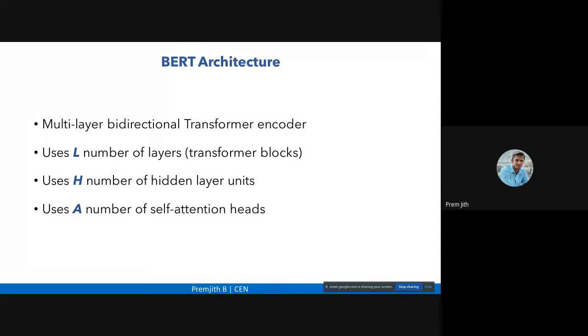So the basic BERT architecture contains L number of layers, H number of hidden layer units, and A number of self-attention heads. So L, H, and A are arbitrary numbers. You can give any numbers.